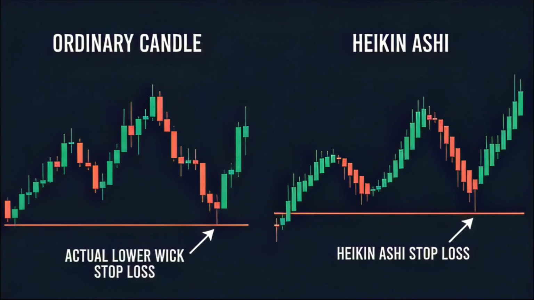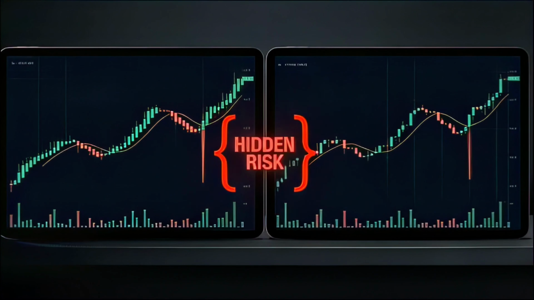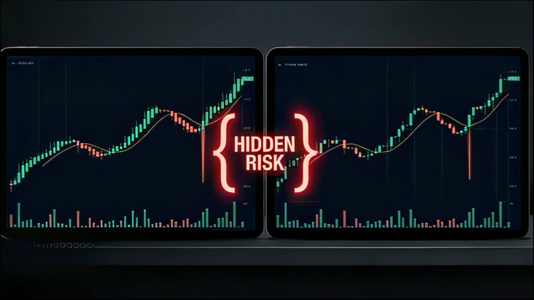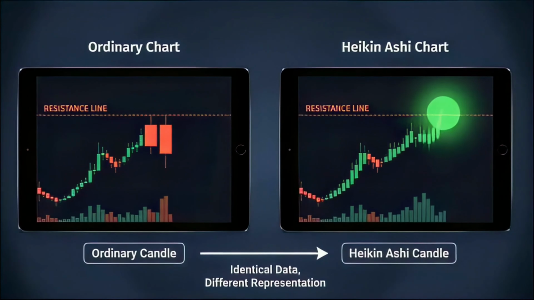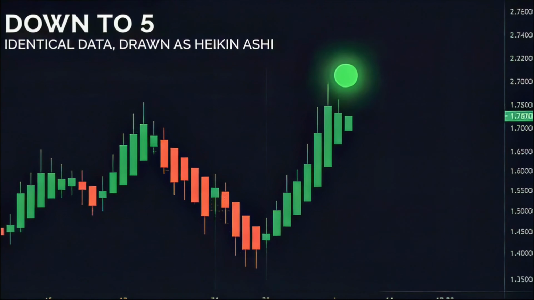The practical consequences are immediate. A stop placed at a Heikin Ashi low can be far away from the real low, which means your actual risk is not what you think it is. A breakout that looks clean on Heikin Ashi may not have broken the real price level at all, and the last candle's close is not the current price.